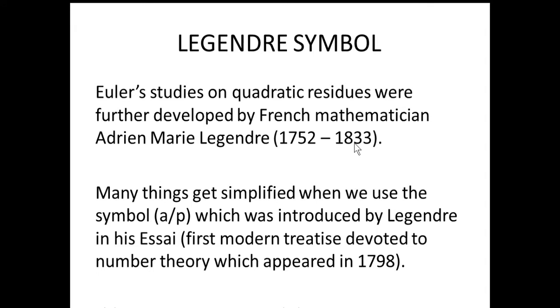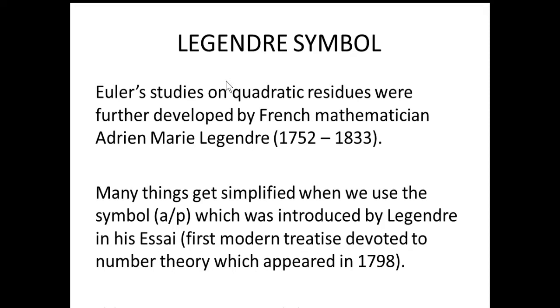Next, we have Legendre symbol. So, what is Legendre symbol? It was given by Euler, and let us just see this thing. Euler studied quadratic residues, which were further developed by the French mathematician Legendre. Quadratic residues were studied by Euler, but later the study was further developed by another mathematician, Legendre.